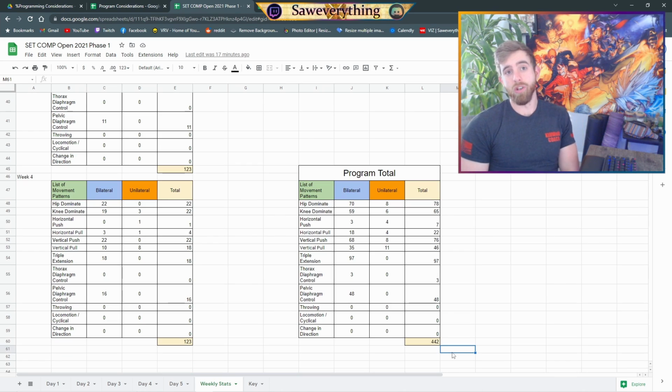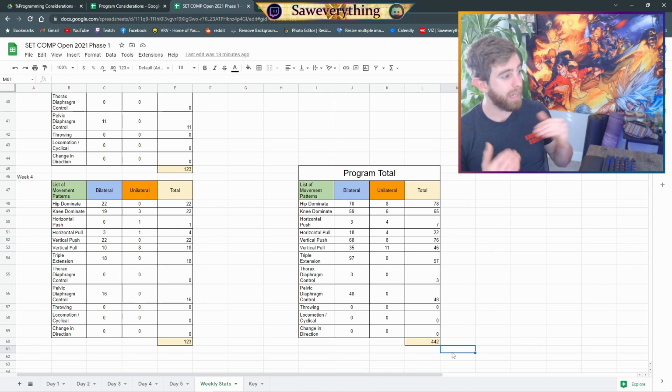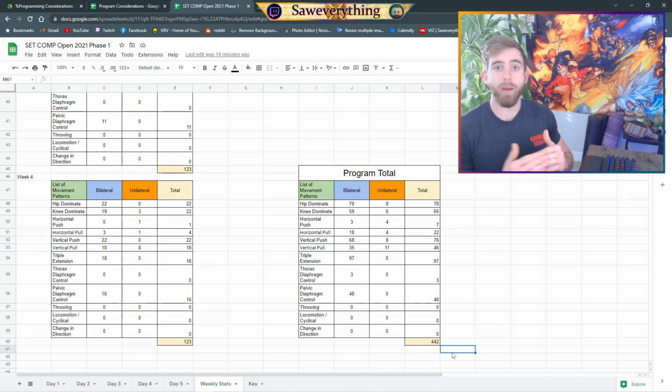Variability does a really good job of making you less fragile. So hopefully that gives you an idea of what a program design as far as progressive overload for volume may look like, and this way you can gauge that volume or that progressive overload via the movement categories and the stance that they're performed in.